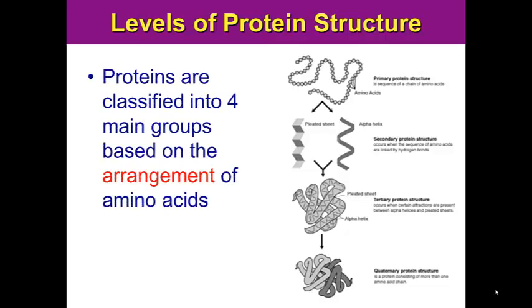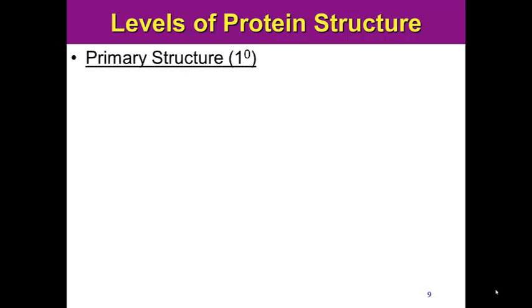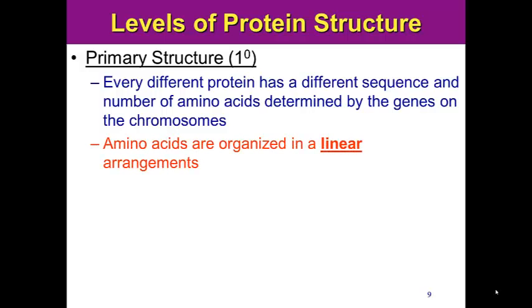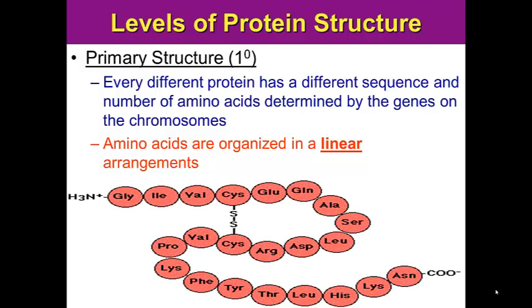Proteins are classified into 4 types based on the arrangement of amino acids. We first talk about primary structure. Every different protein has a different sequence and number of amino acids, determined by the genes on the chromosome. Amino acids are organized in a linear, or straight, line. So here is a linear primary structure.